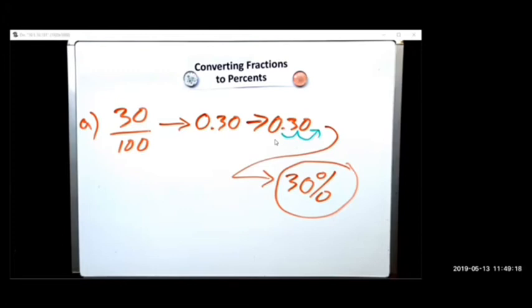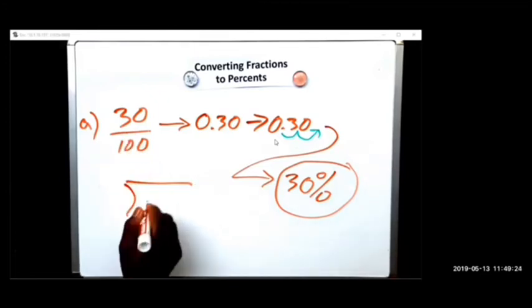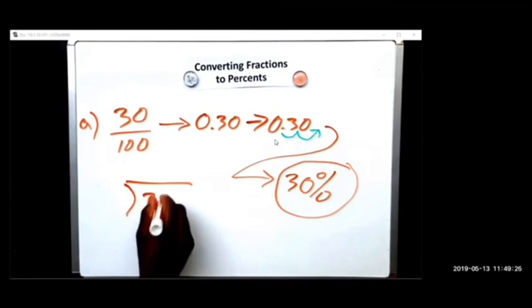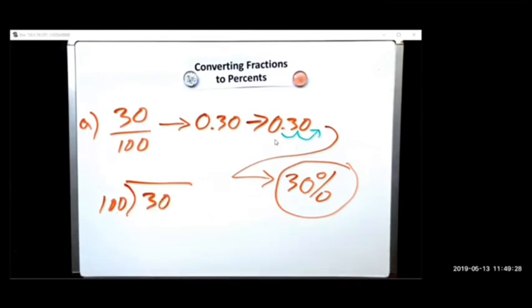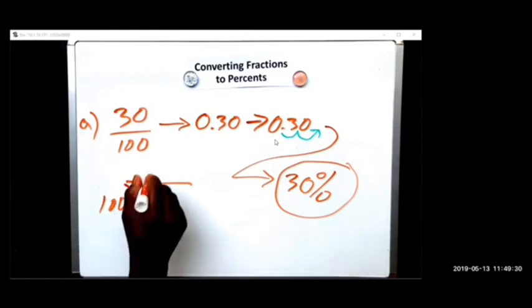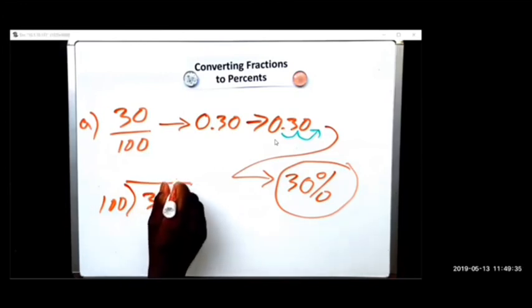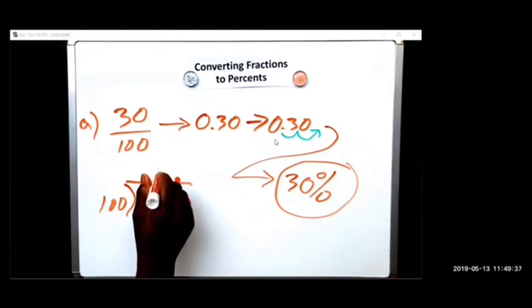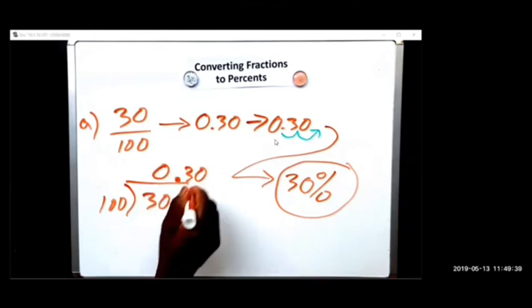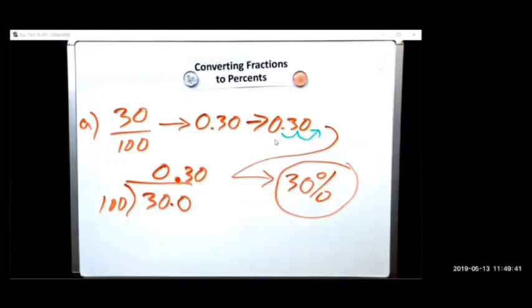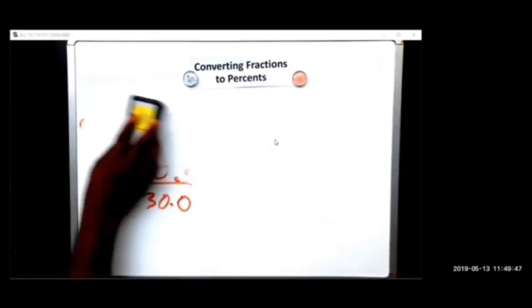All right. Now, if you wanted to do it the long way, you could do long division, right? You can say 30 divided by 100, right? You would get a decimal, right? If you did all the steps, you would get 0.30, but you still got to move that decimal 2 spaces to make it 30%. Okay, excellent.